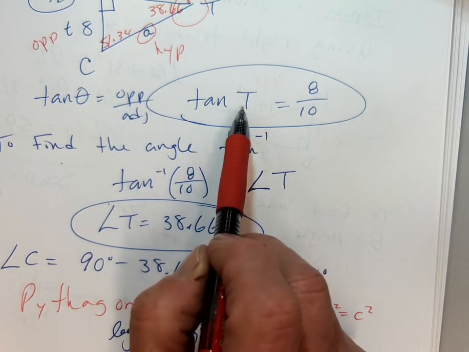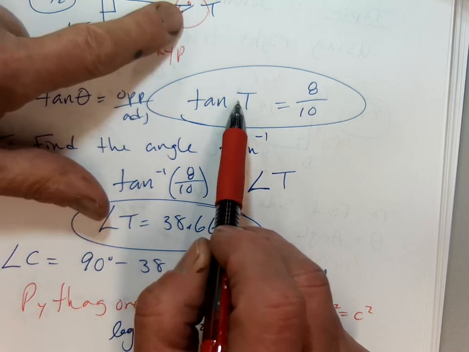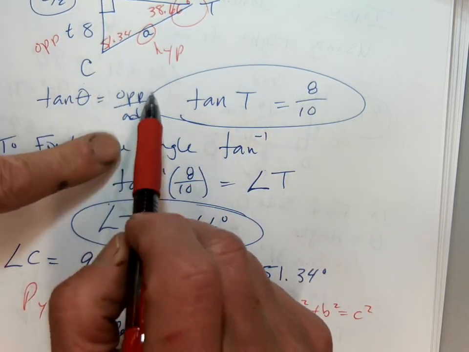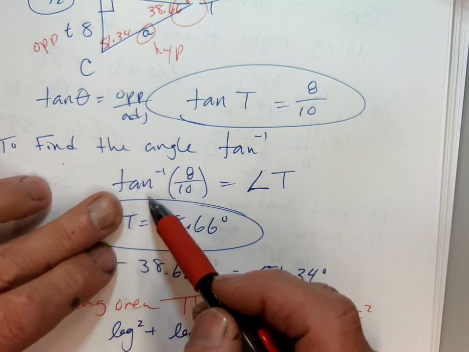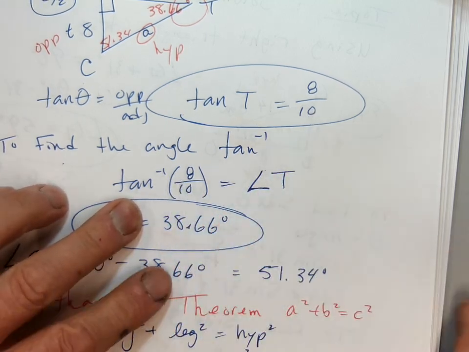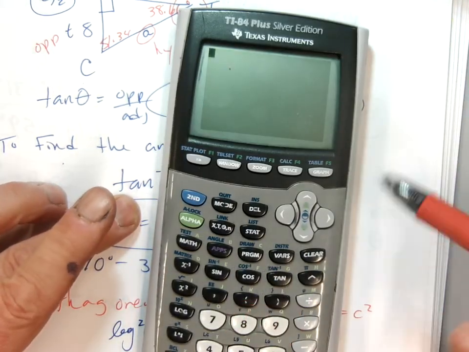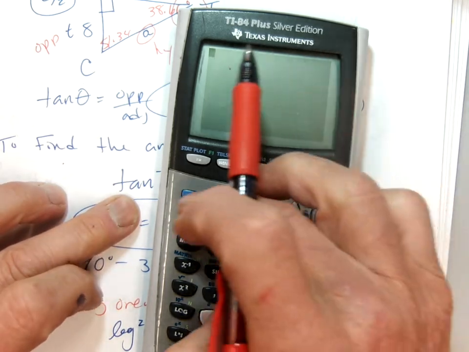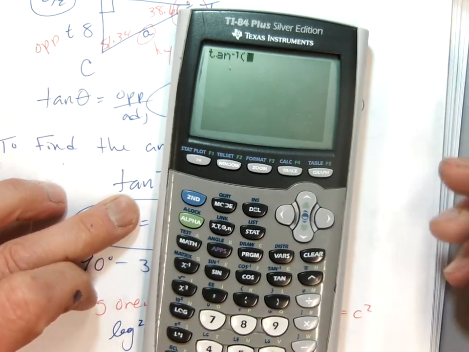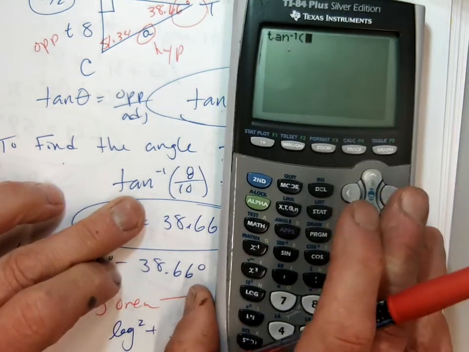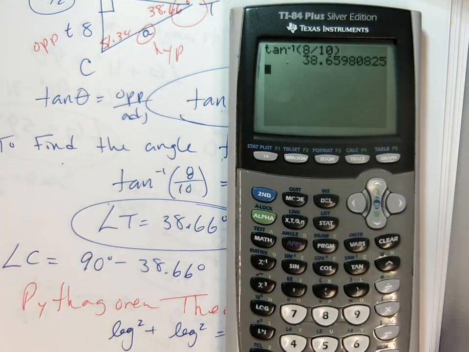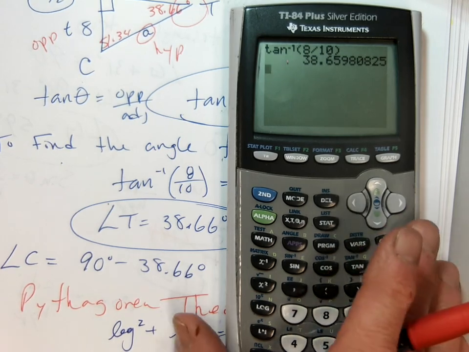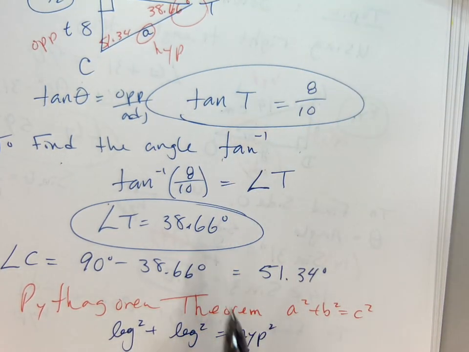Tangent of T, we don't know the angle. Tangent of T is my opposite over my adjacent. Well, what I have to do is use my inverse button, okay? So to find angle T, I use tan inverse, which is this blue button. So I'm going to go tan inverse of 8 divided by 10, and then I get my angle. It's about 38.66, okay? Great.